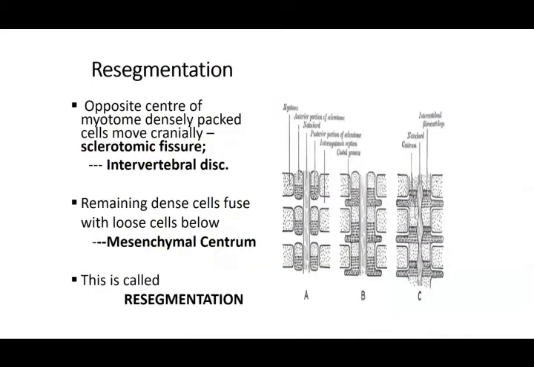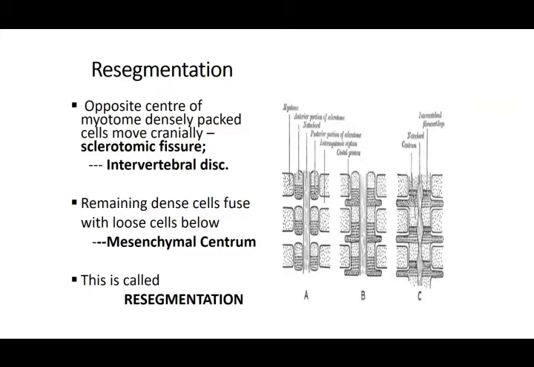There is something that is going to happen, which we call resegmentation. This resegmentation occurs opposite the center of the myotome, in the densely packed part. Around it you have the slightly porous part and the dense part, and the densely packed cells are going to move. Half of it is going to move upwards towards the less densely packed part, and half of it is going to move downwards to the lighter portion, this block below.